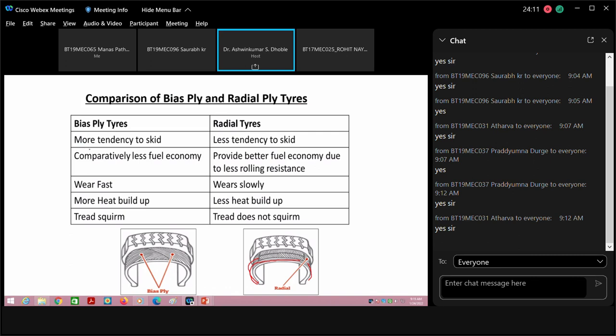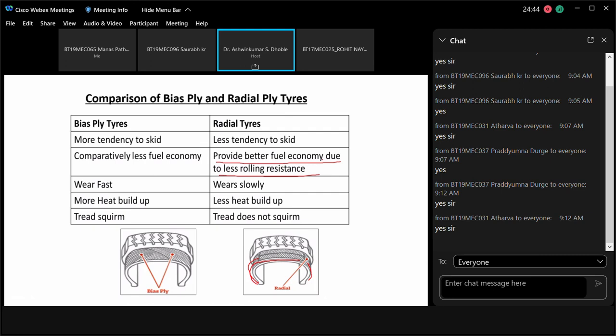The bias ply tire, they say, has more tendency to skid because less area is in contact, and radial ply has less tendency to skid. Radial ply provides better fuel economy due to less rolling resistance. So this is a factor, but it is not that prominent. It is basically the tire life which improves a lot compared to the bias ply tire.